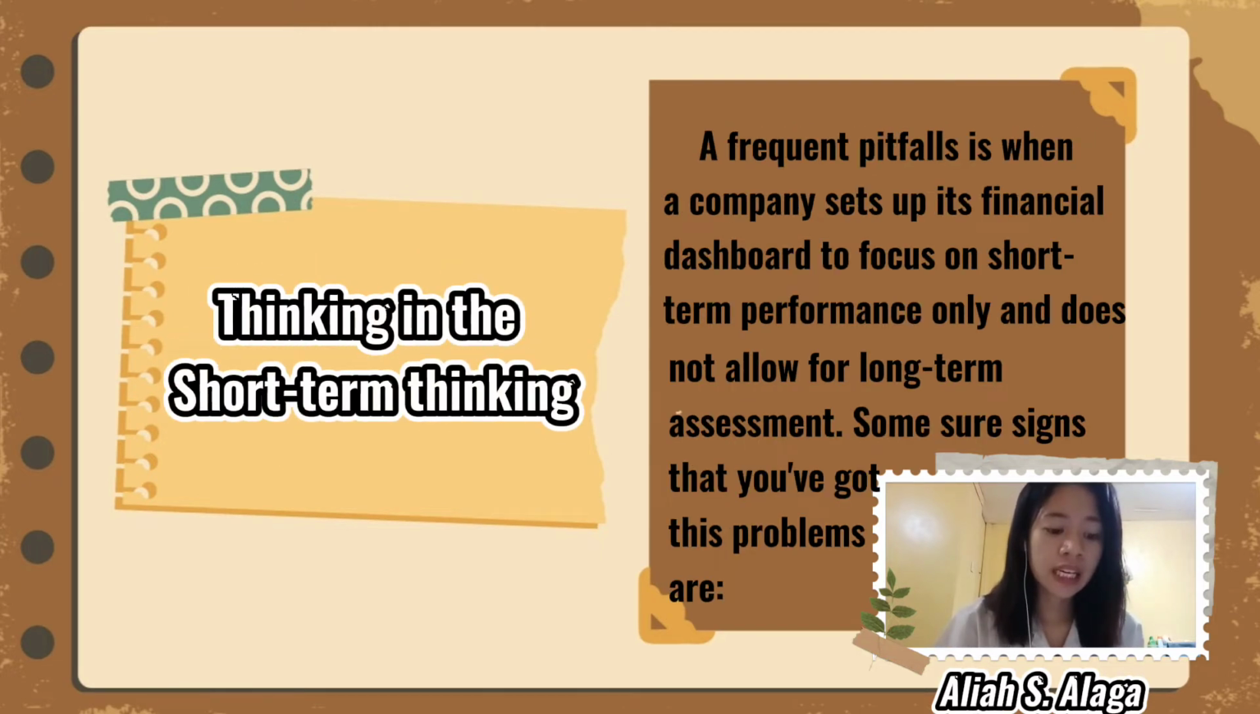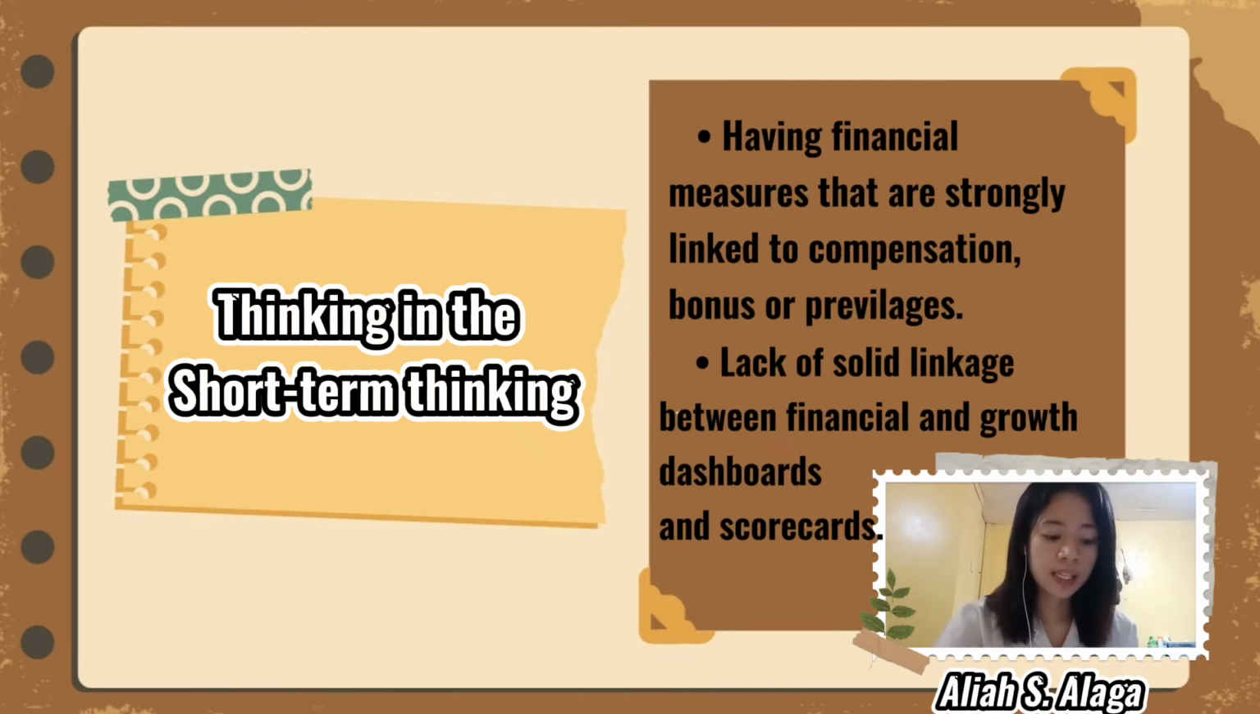And lastly, short-term thinking. A frequent pitfall is when a company sets up its financial dashboard to focus on short-term performance only and does not allow for long-term assessment. Some sure signs that you've got the problem are: first, having financial measures that are strongly linked to compensation, bonuses, or privileges. It may focus on the aspects of performance that will result in compensation rewards, regardless of their long-term impact on the company, like leading off track and not focusing on the core issues that need to be fixed.